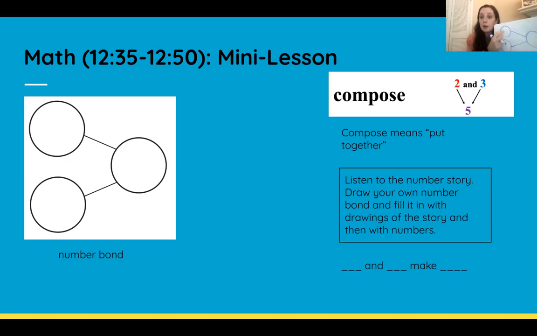I want you to draw the parts. And after you draw the parts, put them in the whole. And you can just draw little dots to show the squirrels today. So take a minute to draw. I'm going to draw mine, and you can see if yours looks the same as mine.